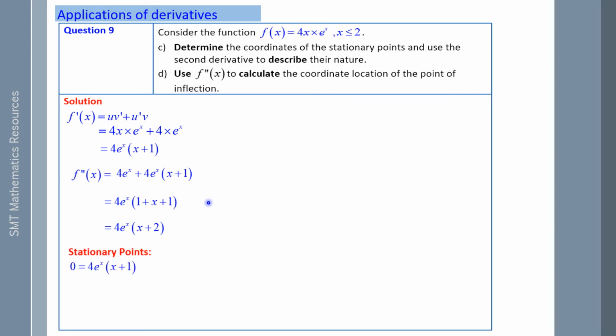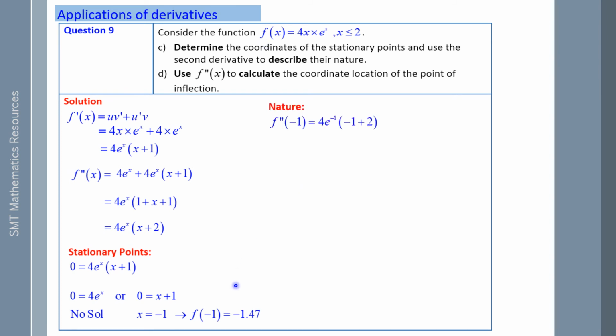Now, we're going to determine stationary points by letting the first derivative equal 0. The null factor law: 4e to the x equals 0, and x plus 1 equals 0. You're not going to get a solution for this one. There's a horizontal asymptote at y equals 0, but here our solution is negative 1. Now I've subbed in negative 1 to the original function, and the y value is negative 1.47.